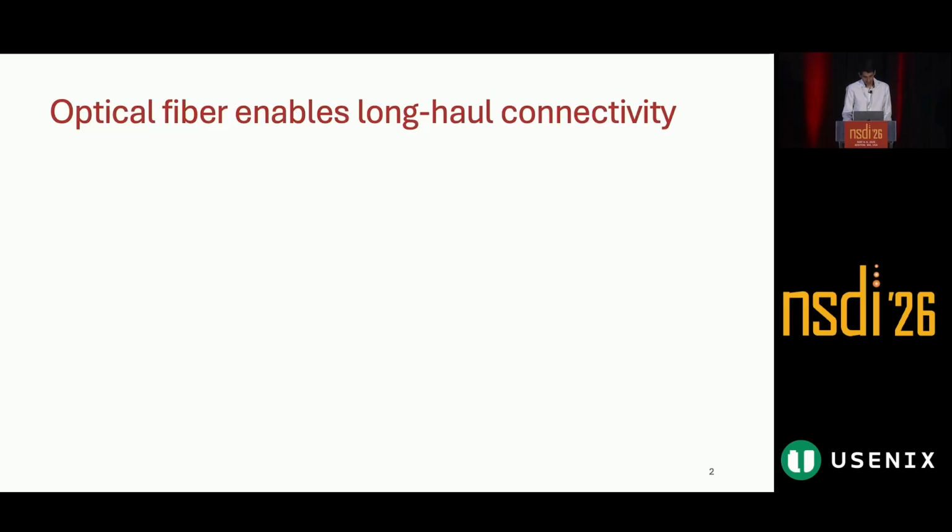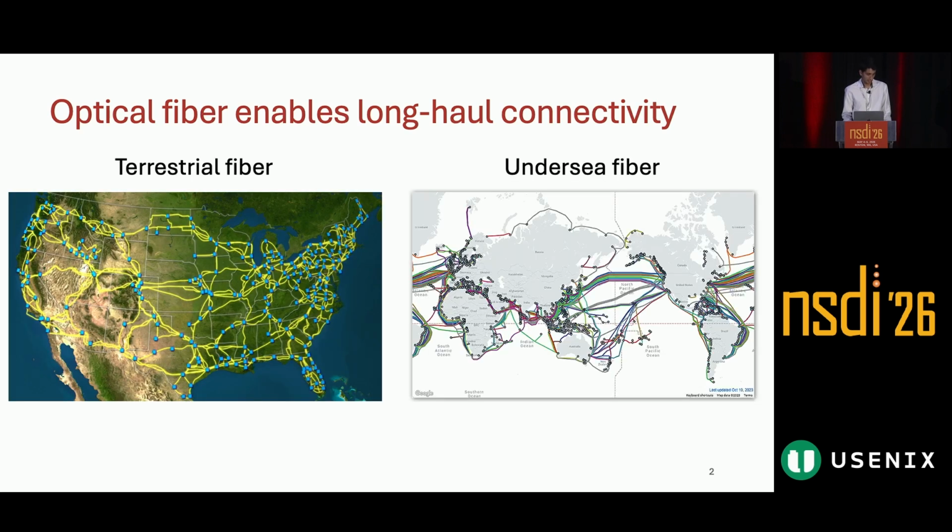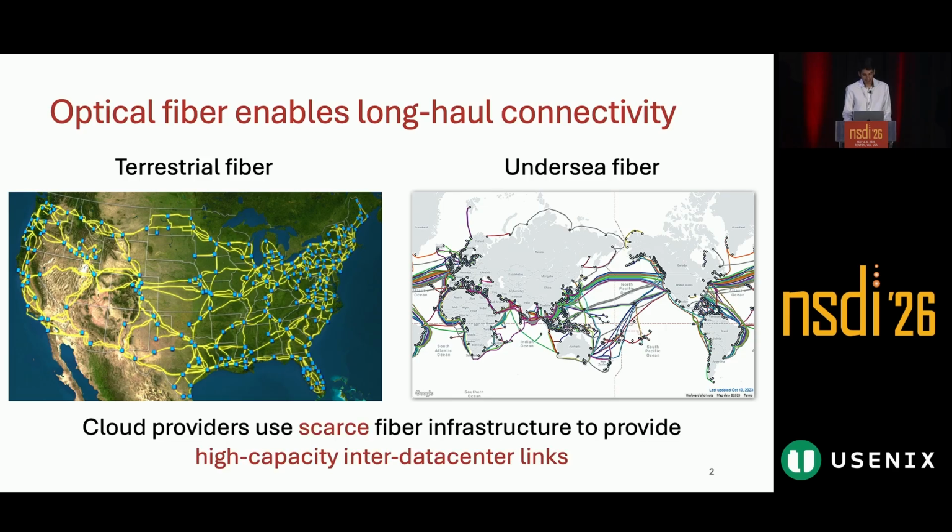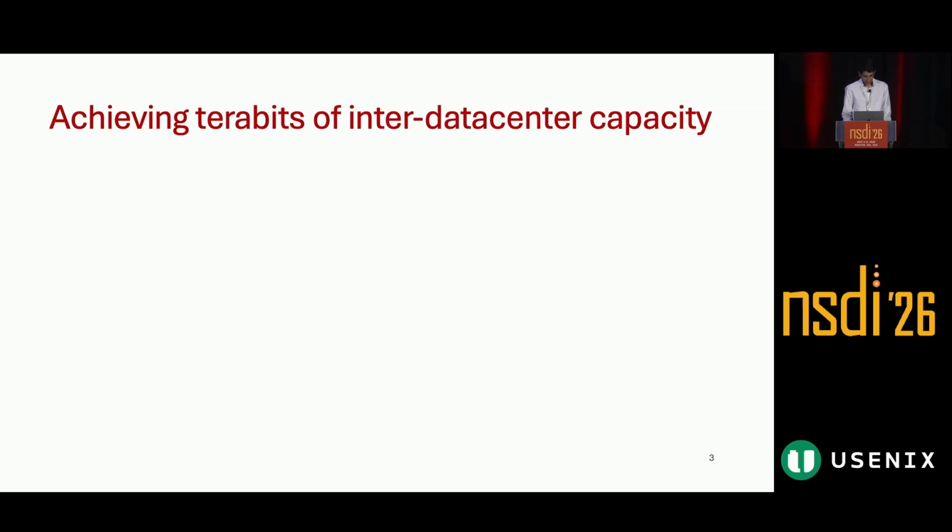So optical fiber enables pretty much all long-haul connectivity via both terrestrial fiber and transcontinental undersea fiber. And cloud providers use this scarce and expensive fiber infrastructure to provide high-capacity inter-data center links. And now I'll show you how cloud providers enable this terabit scale inter-data center capacity.